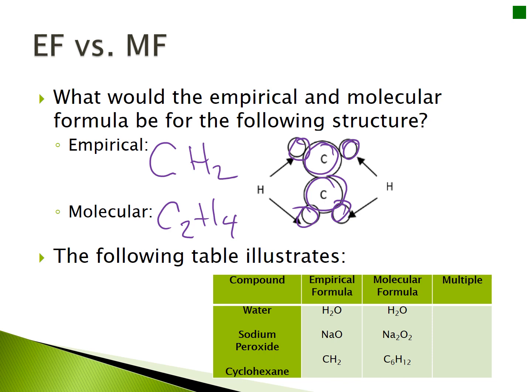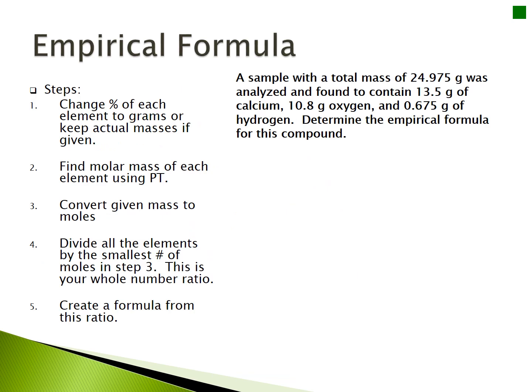The following table illustrates, here's my empirical, here's my molecular. How do we get from the empirical to molecular? That's the multiple. In this case, we would have to multiply by 1, meaning they're the same thing. NaO to Na2O2, we would have to multiply by 2. And to go from CH2 to C6H12, we would have had to multiply it by 6.